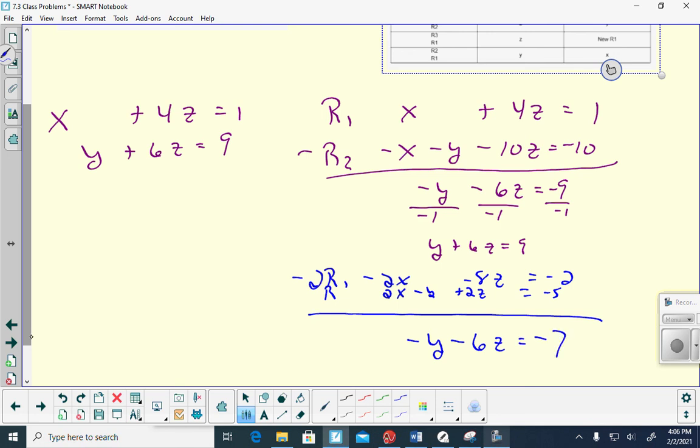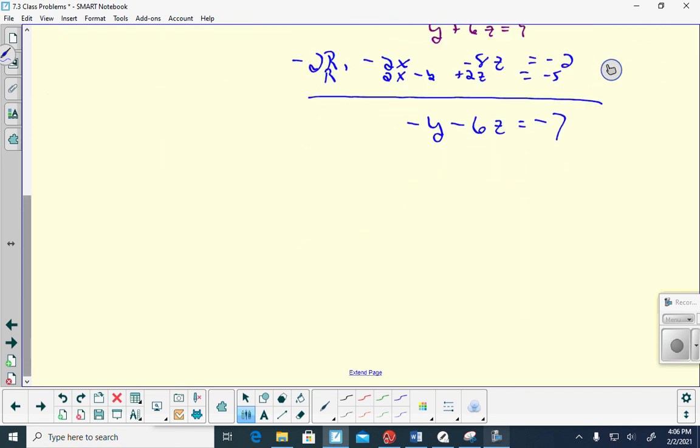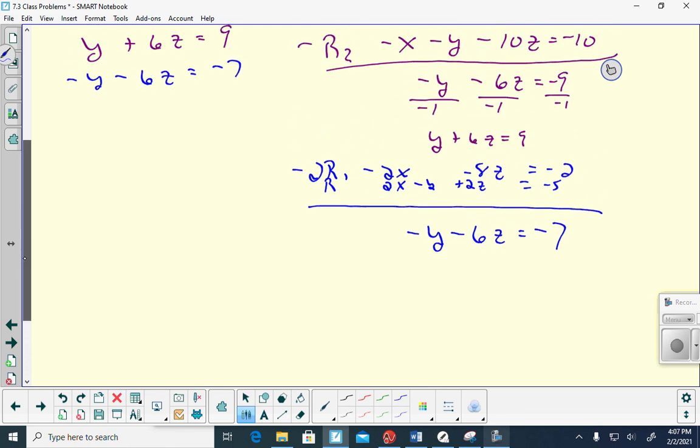Now, you're probably thinking, is she going to divide that out by a negative? I probably would, except I noticed that it's going to be the opposite of this y. So I'm going to leave it. Now the next thing I'm going to do is row 2 and row 3 to eliminate the y's. If I look at that, they're already opposites. That's why I left them like that.